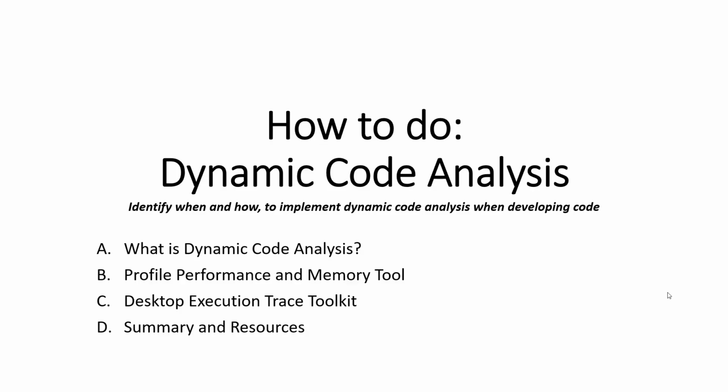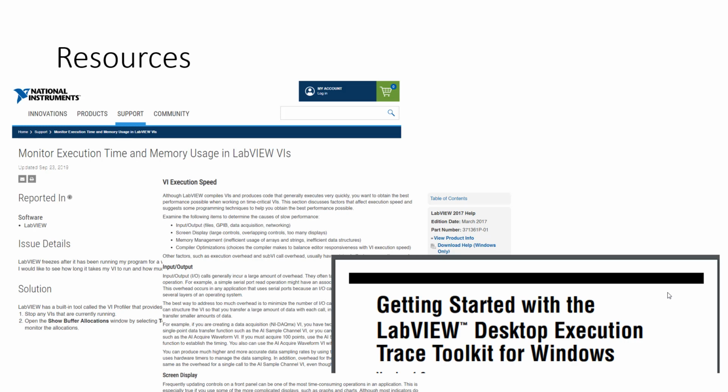In this module, we looked at dynamic code analysis and we looked at two main tools, the Profile Performance and Memory tool and the Desktop Execution Trace Toolkit. But we didn't have nearly enough time to go into all of their features and how they can help you with your applications. So I've left some resources in the description below where you'll find links to various knowledge base articles, blog articles, as well as getting started guides. You should also find all of the source code that I used in these demonstrations so you can download it and try out your own dynamic code analysis.